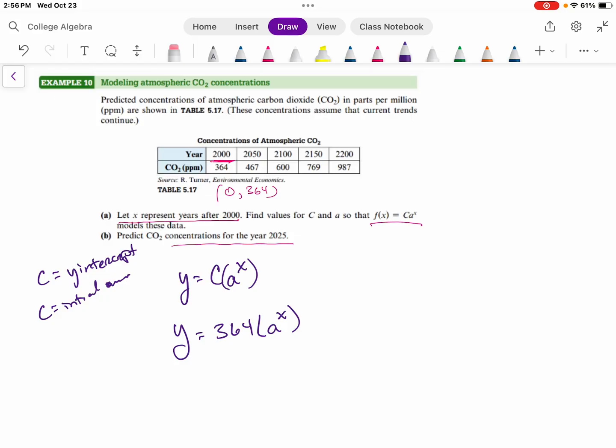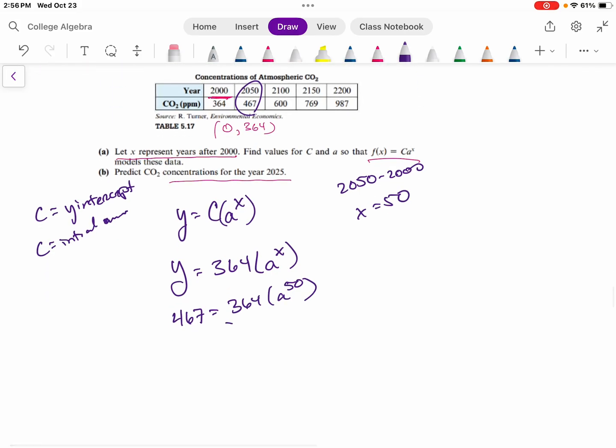And again, I can tell that it's multiplying, but I just don't know what crazy decimal it is. So the safest way to do this is to pick the next ordered pair. 467 is the answer, and I got 364 times a, and my x power would be 2050 minus 2000. So my x is equal to 50, is what I'm going to put there.